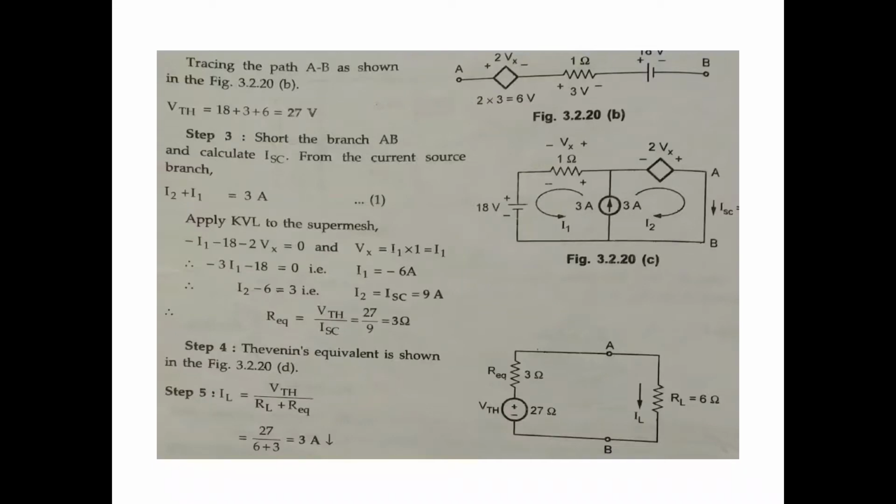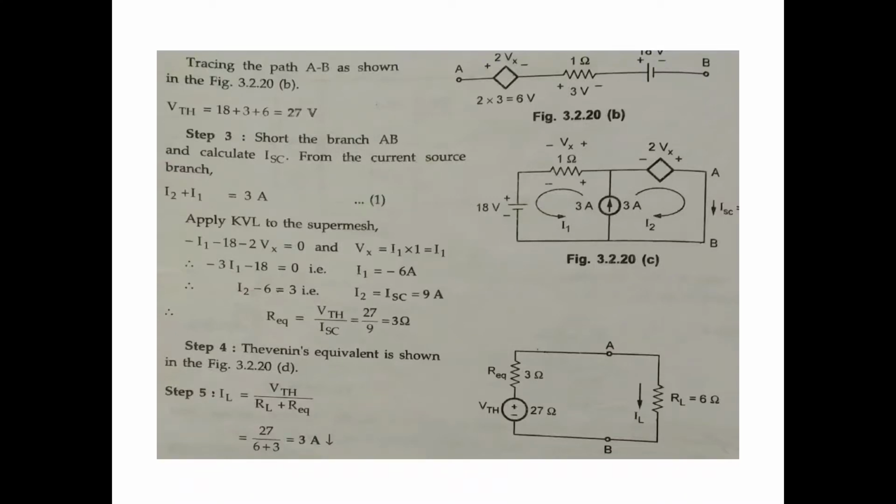Next, short the branch AB. This is a short circuit. Here I2 plus I1 is 3 amps, in the same direction. Short the branch AB and calculate the ISC current. ISC is nothing but the I2 value, because the short circuit current is equal to the I2 current flowing in the second loop. So ISC equals I2. I2 plus I1 is 3 amperes.